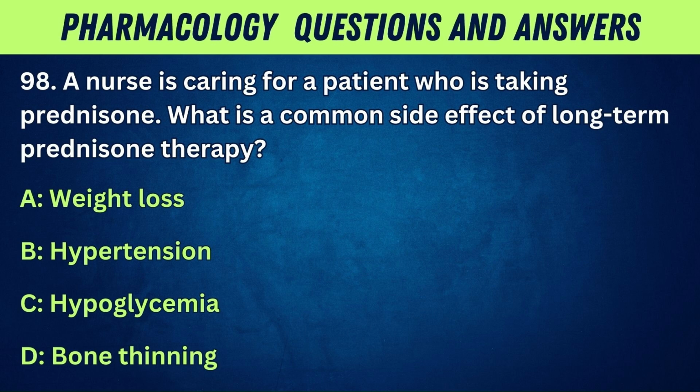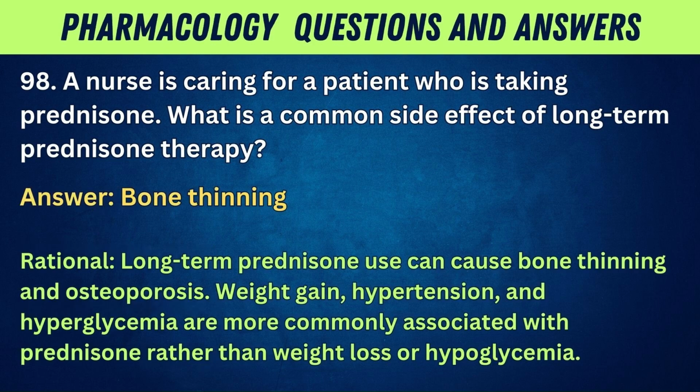98. A nurse is caring for a patient who is taking prednisone. What is a common side effect of long-term prednisone therapy? A. Weight loss. B. Hypertension. C. Hypoglycemia. D. Bone thinning. Answer: bone thinning. Rationale: Long-term prednisone use can cause bone thinning and osteoporosis. Weight gain, hypertension, and hyperglycemia are more commonly associated with prednisone rather than weight loss or hypoglycemia.